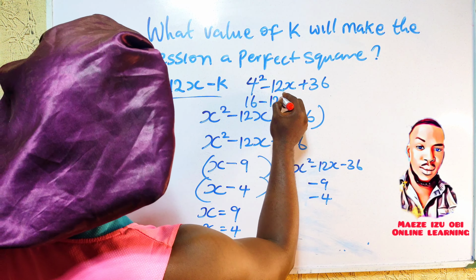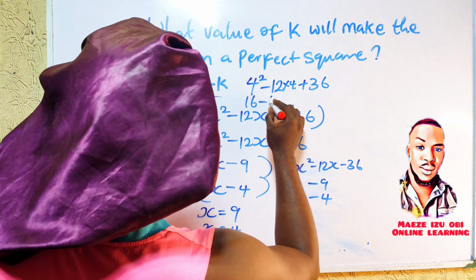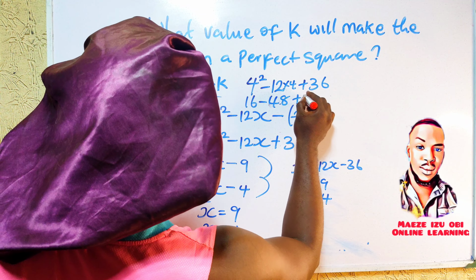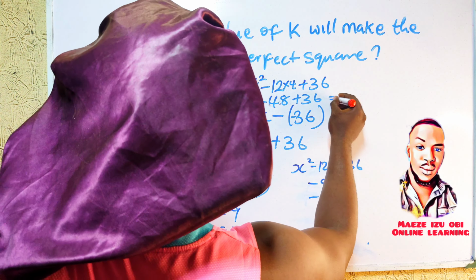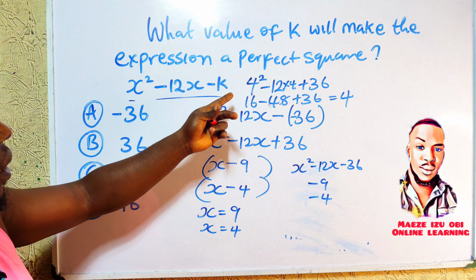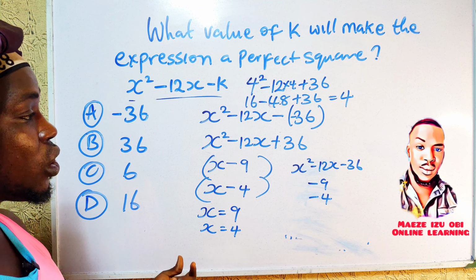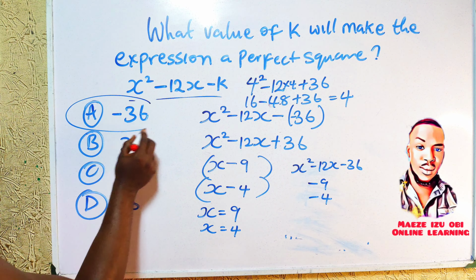16, minus 12 times 4. 12 times 4 will give you 48, plus 36. Now, when you combine all these things, you are still going to get 4. And if you put 9 back in this particular expression, you are still going to get 9. Therefore, our final answer to this question is option A.